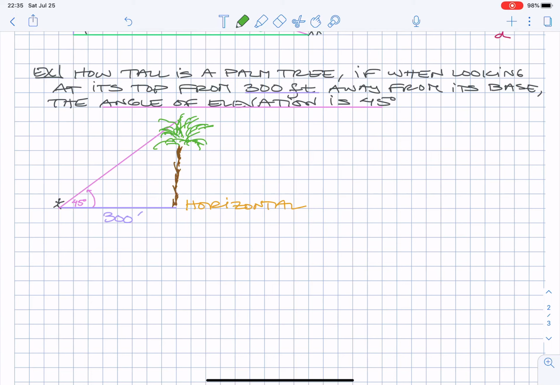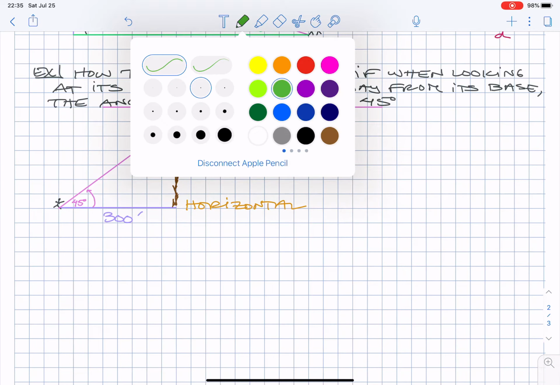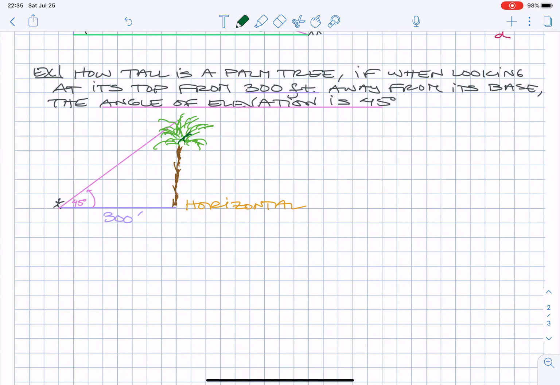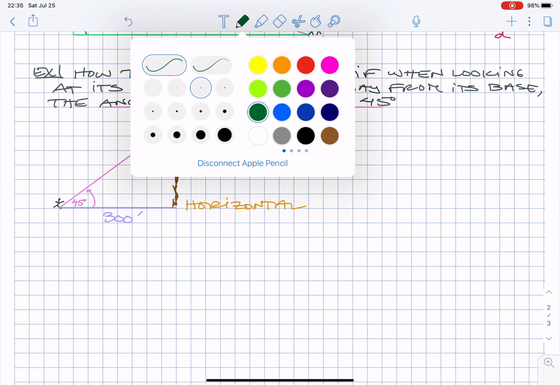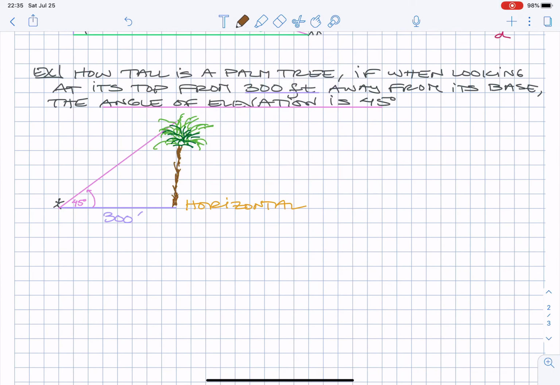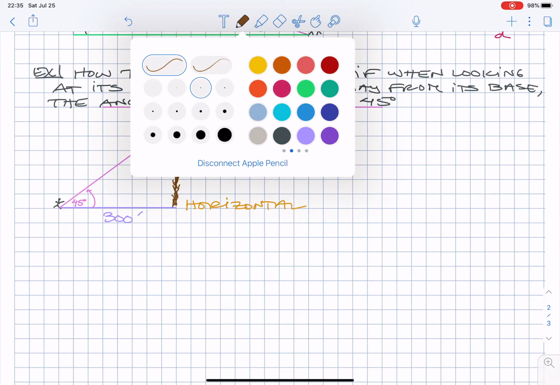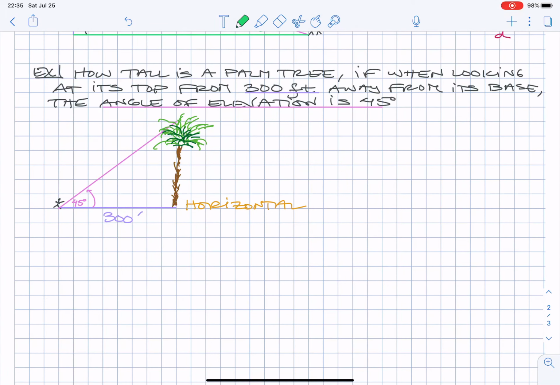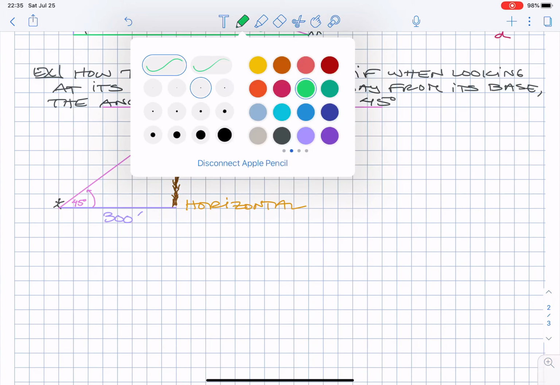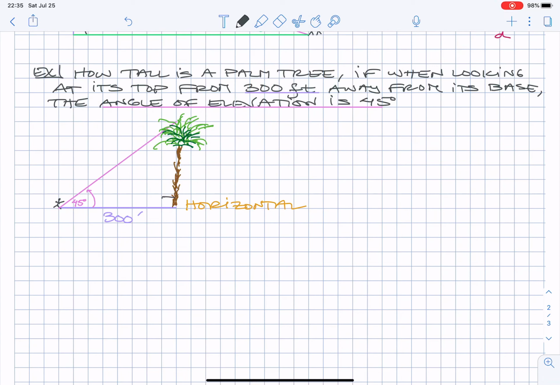Okay, so the top of the palm tree is at an angle of elevation of 45 degrees. Okay, there's our palm tree, something like that. Well, it should be evident that this is a 45, 45, 90 right triangle because this is a 90-degree angle.